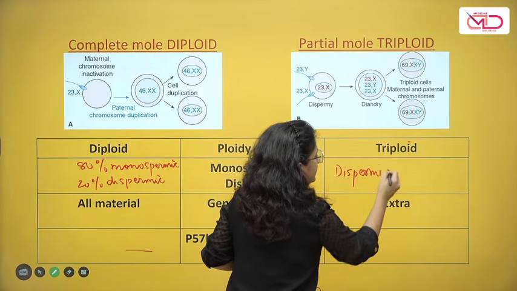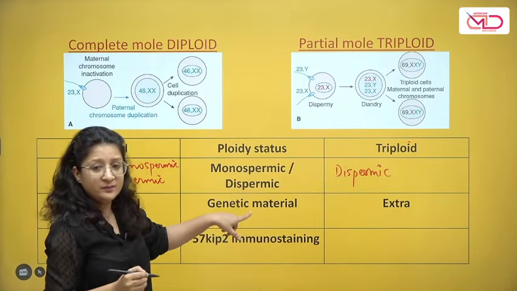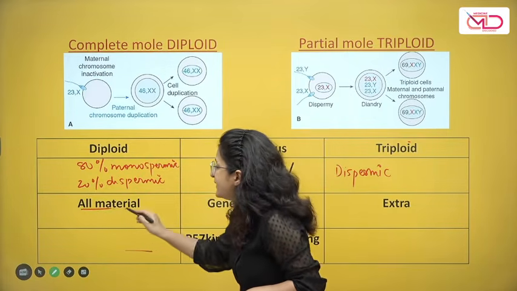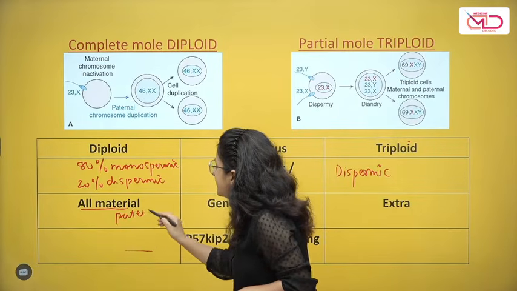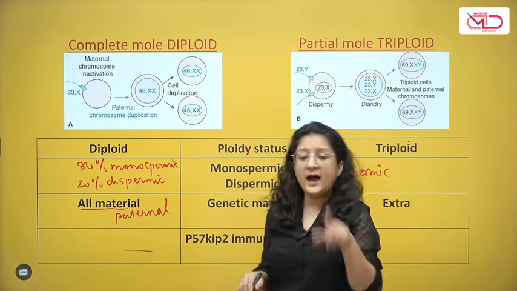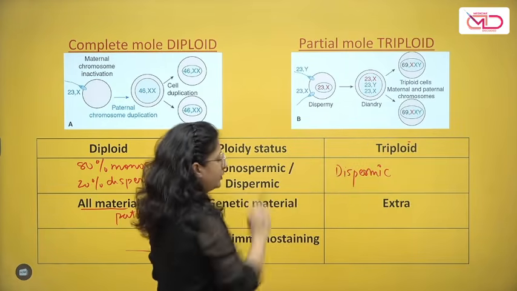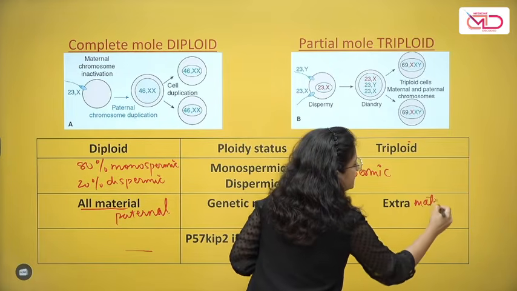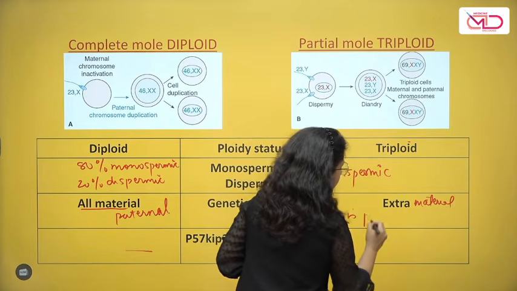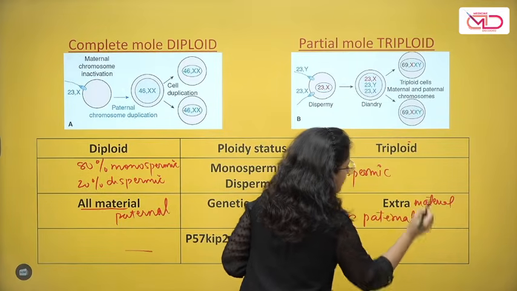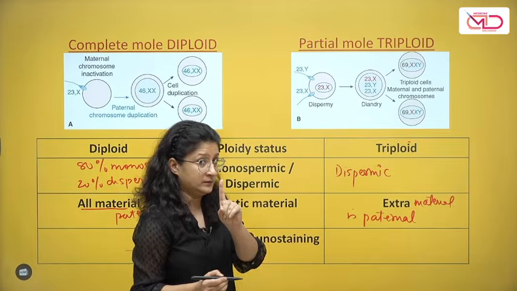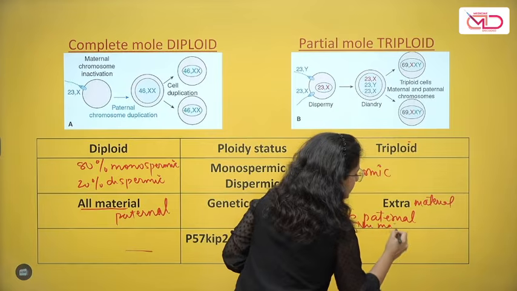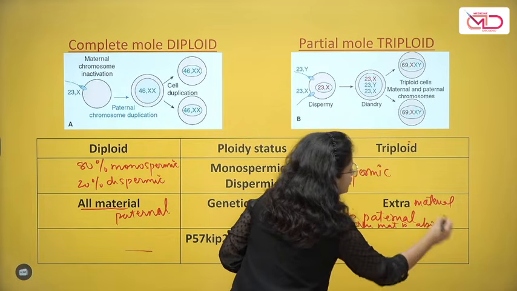Right? Now, what about the genetic material? The genetic material inside a complete mole, the entire material is paternal. And what about the genetic material of triploid? The extra material is paternal in a case of partial mole. And maternal nuclear material is also present.